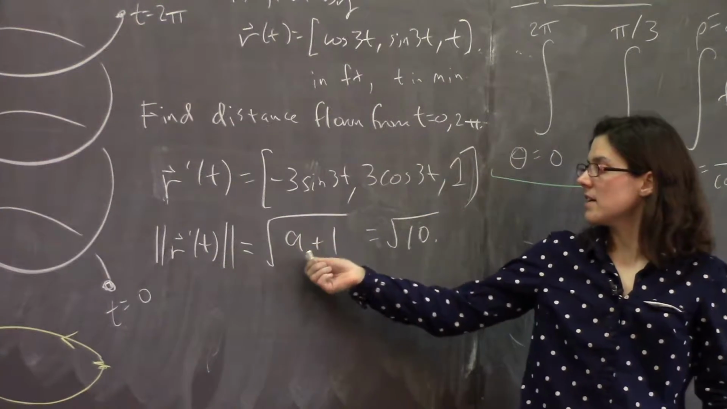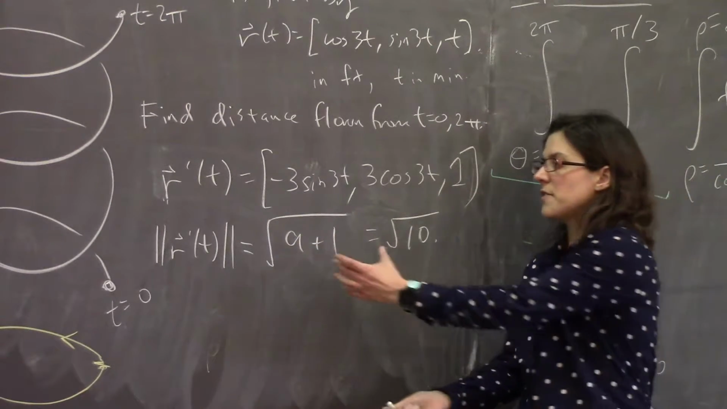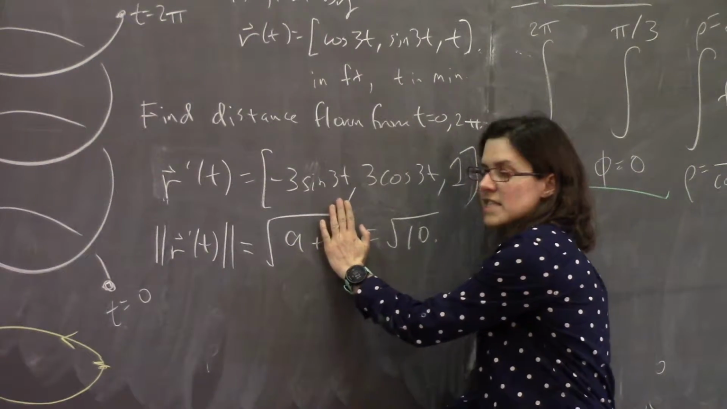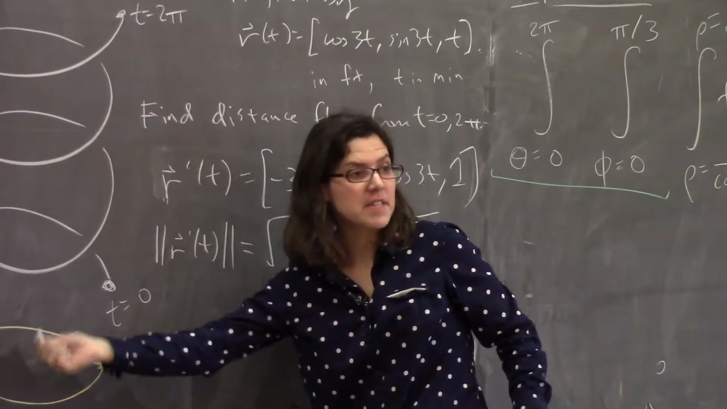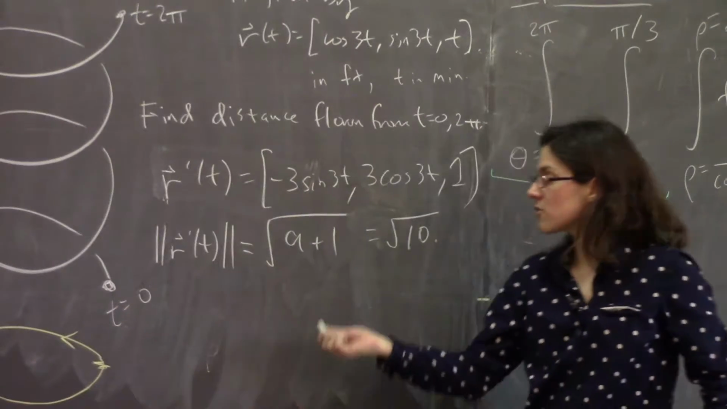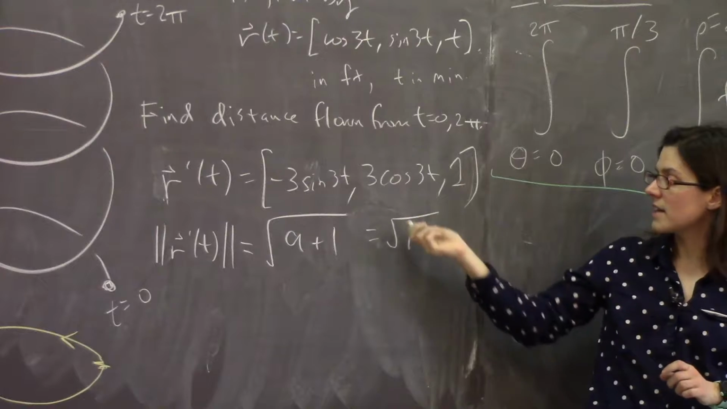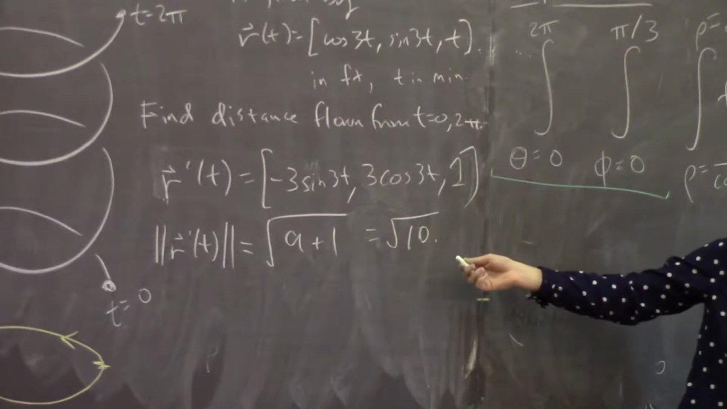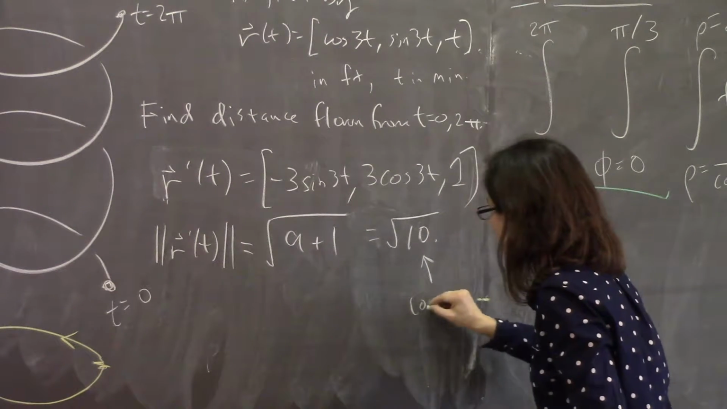So the 9 here comes from, if this was just square root of 9, the speed would be 3. And that's because we're going around three times as fast as usual. And the extra 1 here is because we're also going up. So that's where the square root of 10 comes from. And this tells you that the thing is traveling at a constant speed.